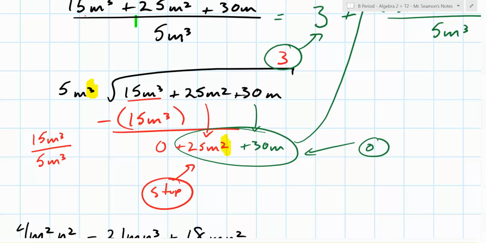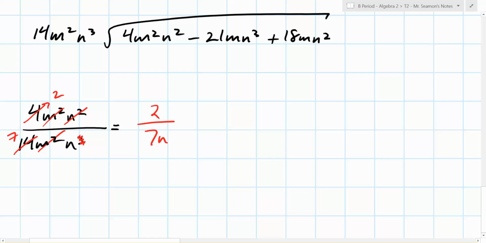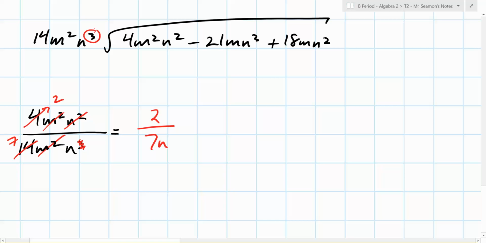So in this case, what's the power here? What's that number I circled? Cubed. That power's 3. What's the power here? 2. Which one's bigger? The 3 is bigger than the 2. So what's the answer to this one?